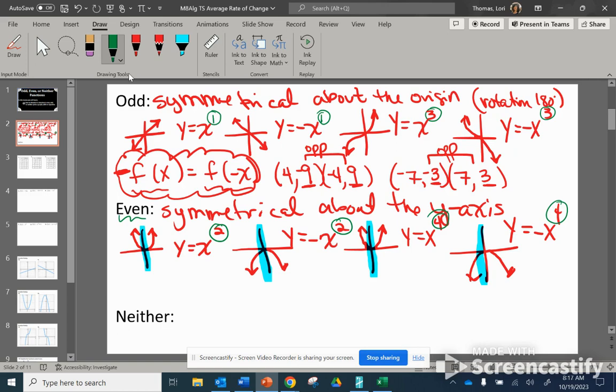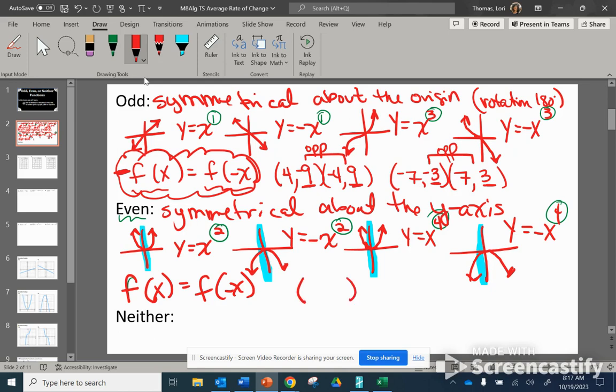So let's take a look at this notation. Okay, so this time, let's go back to the red. If I look at the positive x outcome and the negative x outcome, the outputs, f of x, f of negative x, these are both the same. They're both positive or they will both be negative, but they are the same.